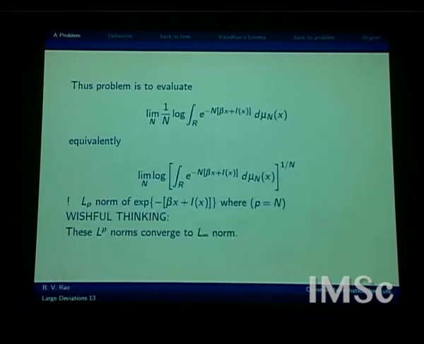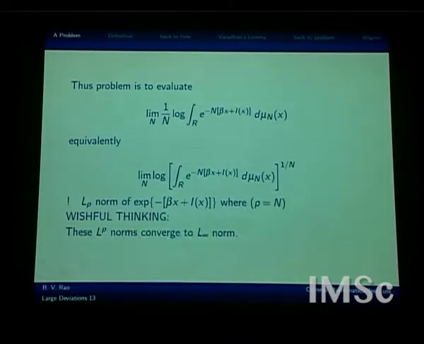So, the problem is to evaluate the integral of e to the power of minus n beta x plus I x, dx. Okay. As I told you, mu n is a printing mistake. Okay. So, what is that? 1 by n log, of course, that is log of this whole thing to the 1 by n, right.